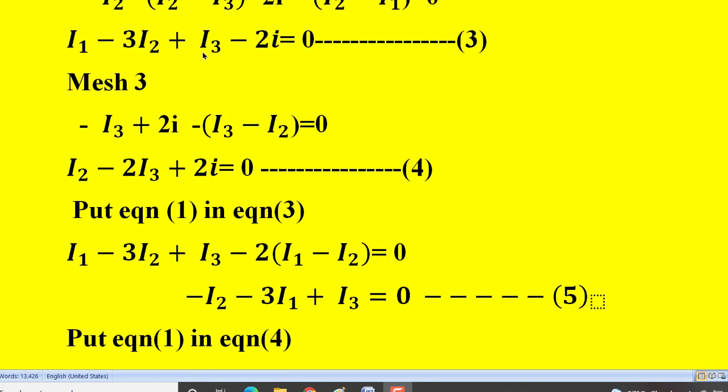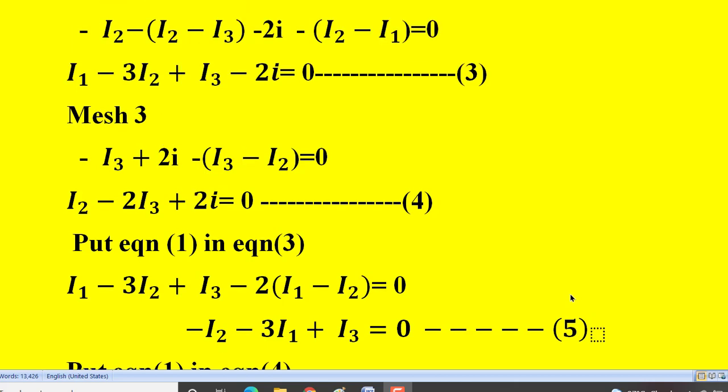So in the third equation, here we put 2 into (I1 minus I2). That is what we have written here: I1 minus 3I2 plus I3 minus 2 into, so that equation 1 is nothing but I1 minus I2. That is why we have written here 2 into (I1 minus I2) is equal to 0. And once we simplify this, we get minus I2 minus 3I1 plus I3 is equal to 0, and we say this is equation 5.